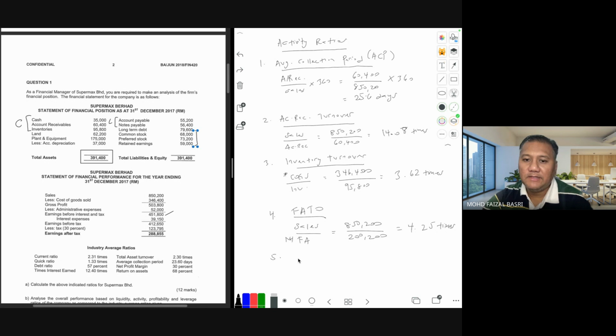Okay, so number 4 pun kita tak boleh compare because we don't have the figure for industry average. But the 5th one, yes, we can compare, the total asset turnover. So formula dia sales divided by total asset. So total asset dia yang ni lah 391,400 tadi. So sales still the same, 850,200, and the total asset is 391,400. So it's about 2.17 times.